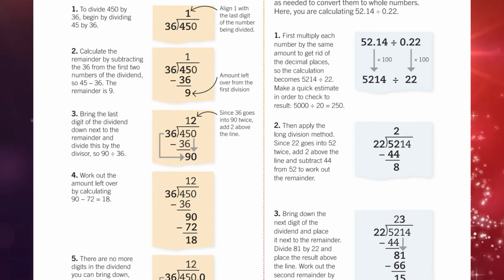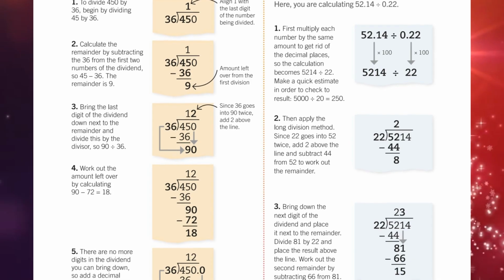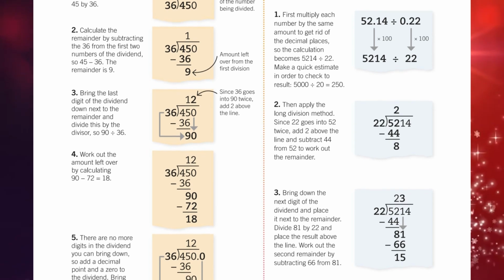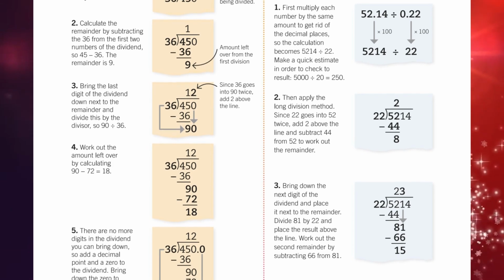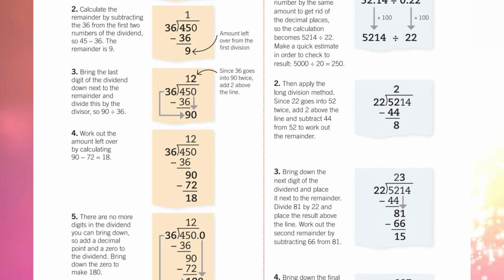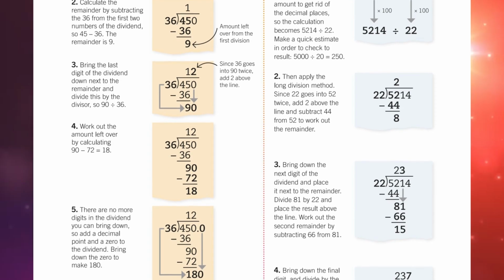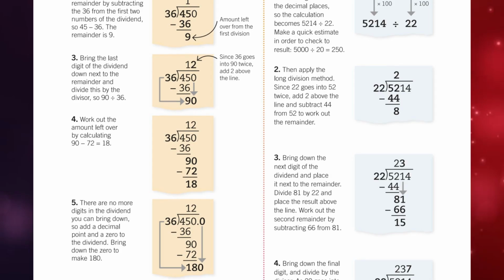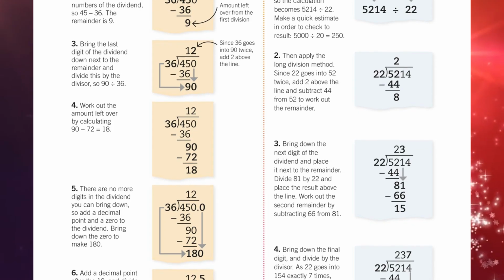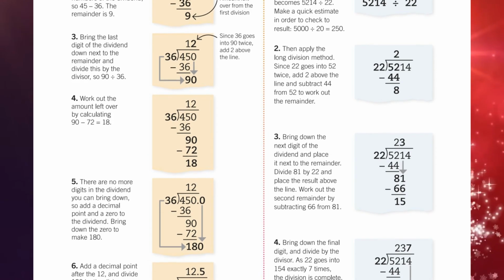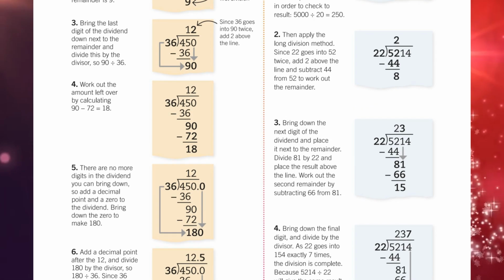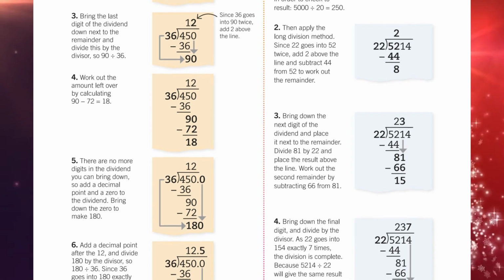2. Calculate the remainder by subtracting the 36 from the first 2 numbers of the dividend, so 45 minus 36. The remainder is 9, the amount left over from the first division. 3. Bring the last digit of the dividend down next to the remainder and divide this by the divisor, so 90 divided by 36. Since 36 goes into 90 twice, add 2 above the line. 4. Work out the amount left over by calculating 90 minus 72 equals 18.